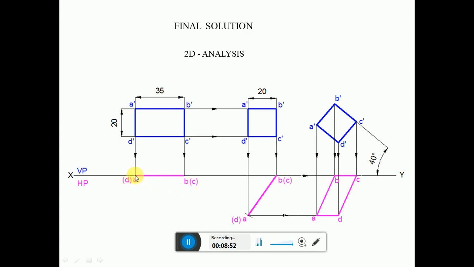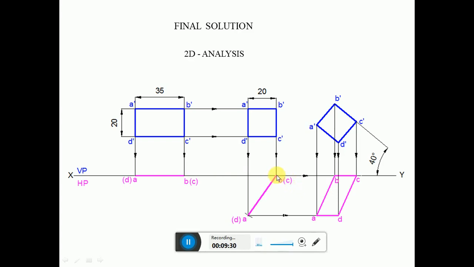Now draw a dark line between A and B. Since all the sides are parallel to VP, you get the true shape in the vertical plane, and the two shorter edges are perpendicular to HP, so in HP you are going to get points, which are AD and BC. It is resting on one of the shorter edges on VP, either A dash D dash or B dash C dash, but we are resting on BC. So take any convenient position and mark this point as BC.